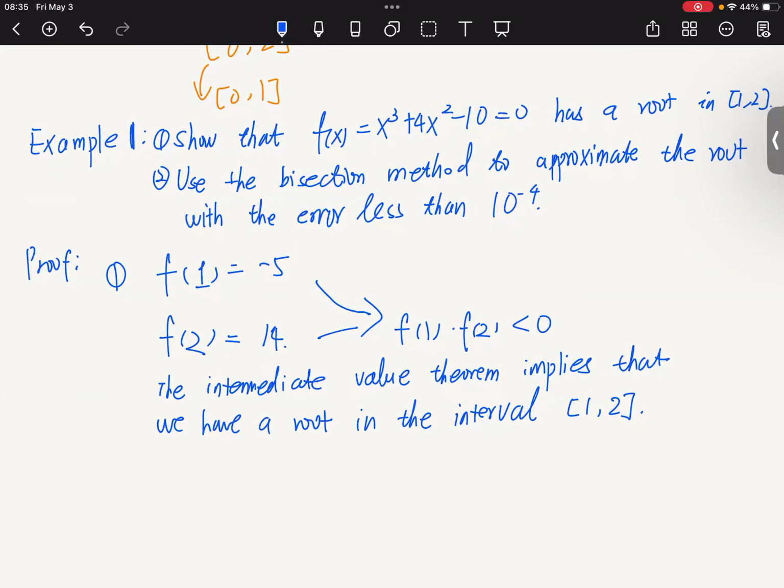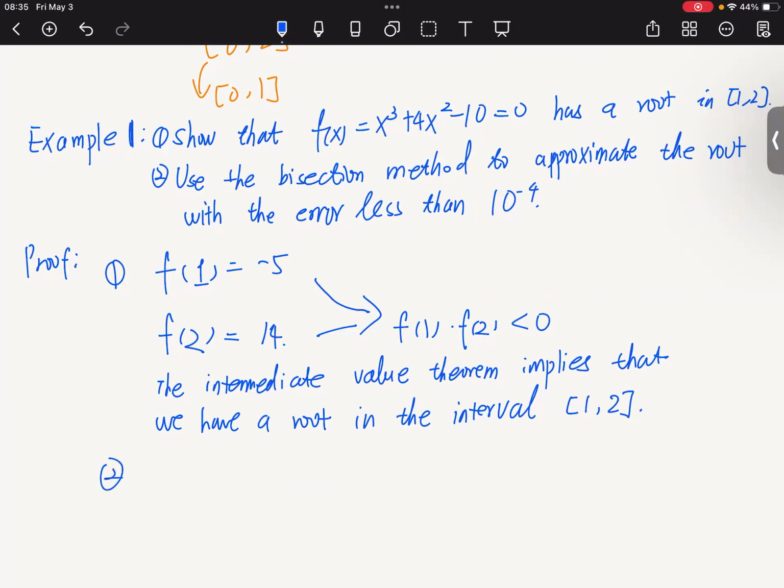And so we finished the first question, and now let us use the bisection method to approximate the root. So first of all, we get P1, which equals 1 plus 2 divided by 2, and this is just 1.5. And we evaluate the function f at 1.5, and the value is 2.375 by the calculator, which is bigger than 0.